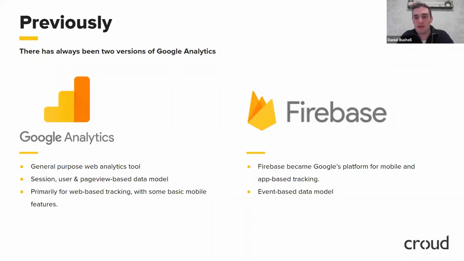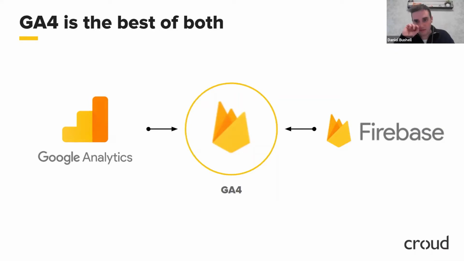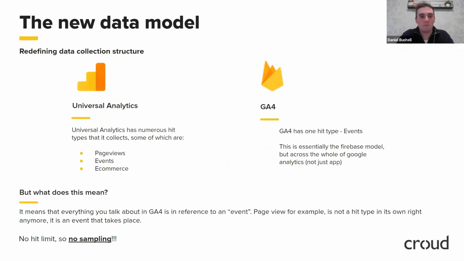This event-based data model is going to be very important to understanding why GA4 is such a big step forward for Google Analytics. The reason for this is because GA4 is the best of both Universal Analytics and Firebase, and it brings the two together in two different ways that we're going to go through now. The biggest change on the back end is the new data model. This new data model completely redefines the data collection structure for Google Analytics as a whole.